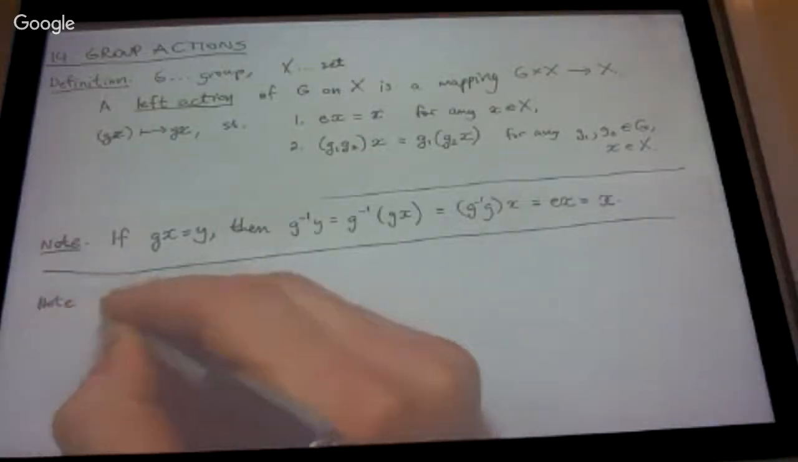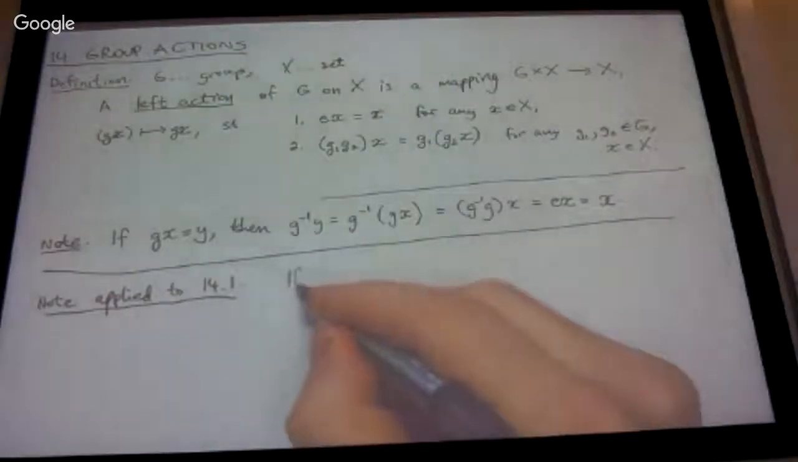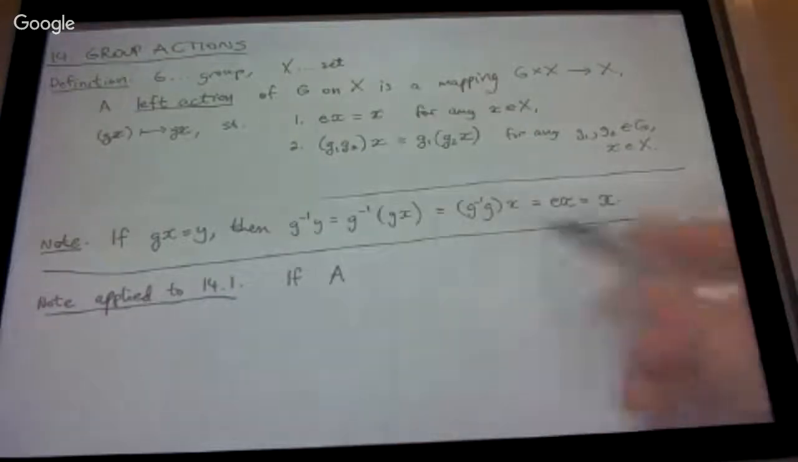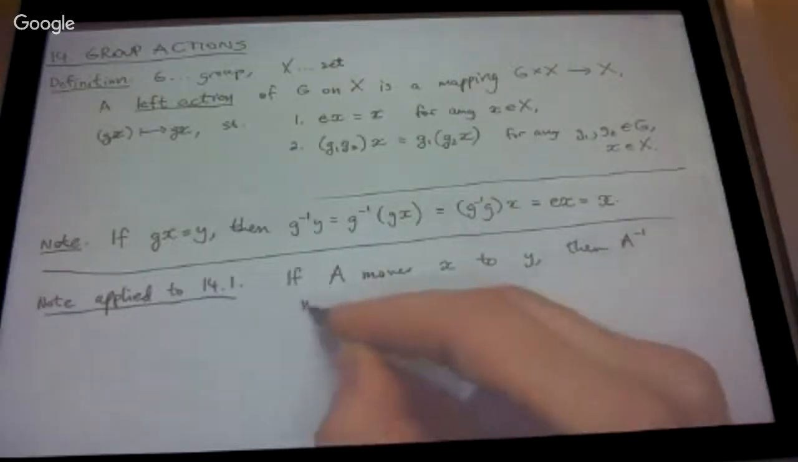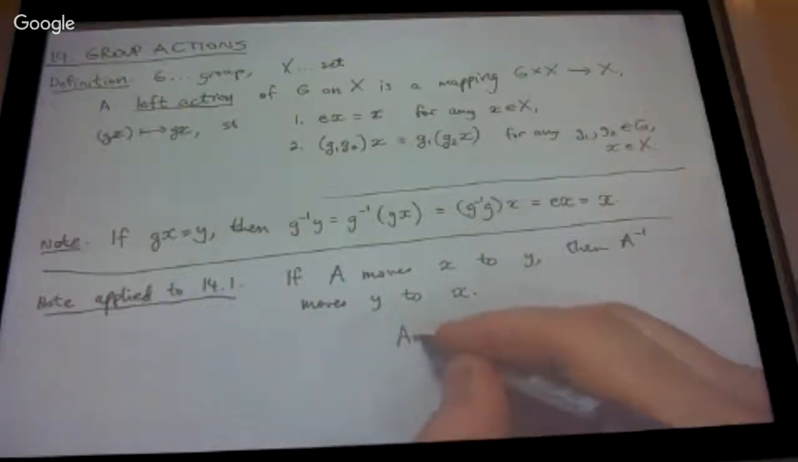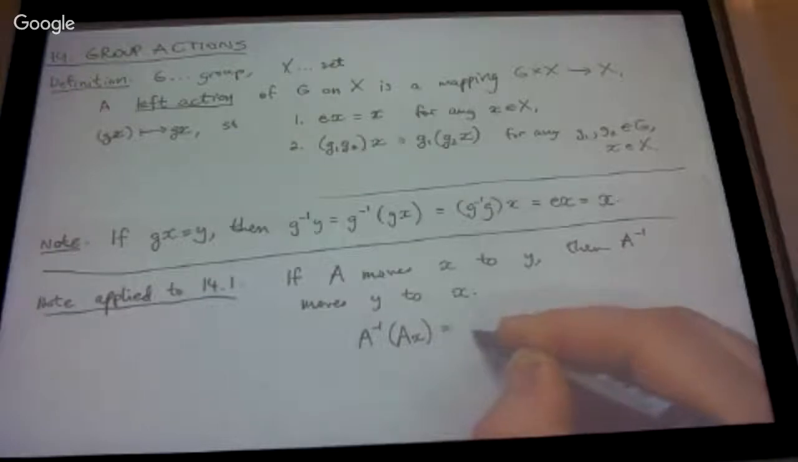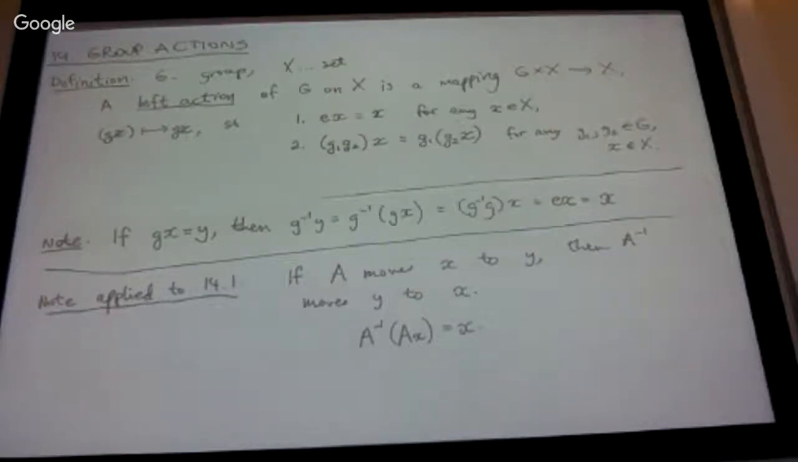So note, applied to the first example of the general linear group: if A moves X to Y, then the inverse of A moves Y to X. So in other words, if you apply the inverse of A to AX, then you get X. And that's how it works all the time.